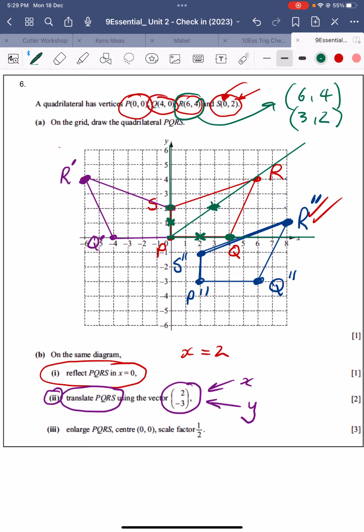And finally, the shape we can draw is the shape. And we might even just shade that last shape in just so we can see where that enlargement scale factor half actually is. So there you go, those are your three transformations of the original quadrilateral.